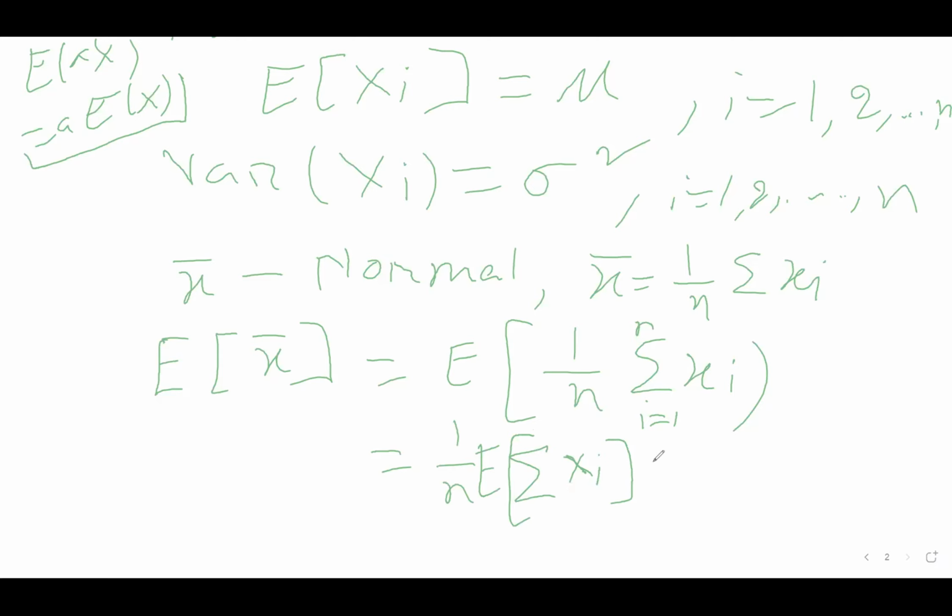The expected value also has a nice property. It has a distributive property over addition. That means we can distribute the expected value to each term. So we can write 1 over n summation of the expected value of xi.